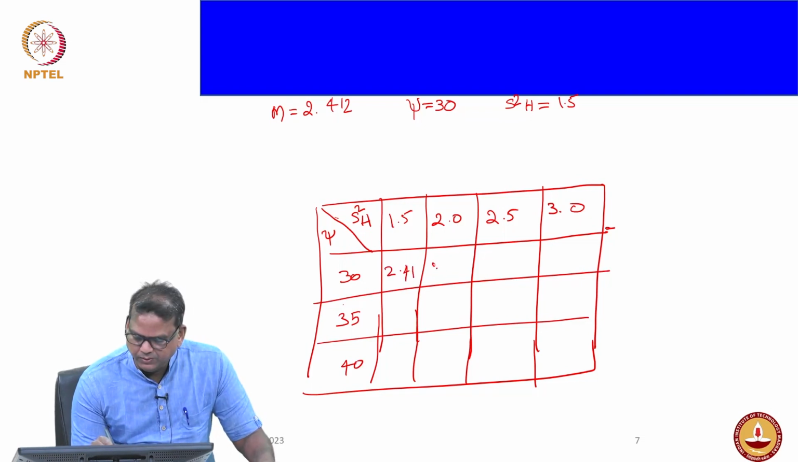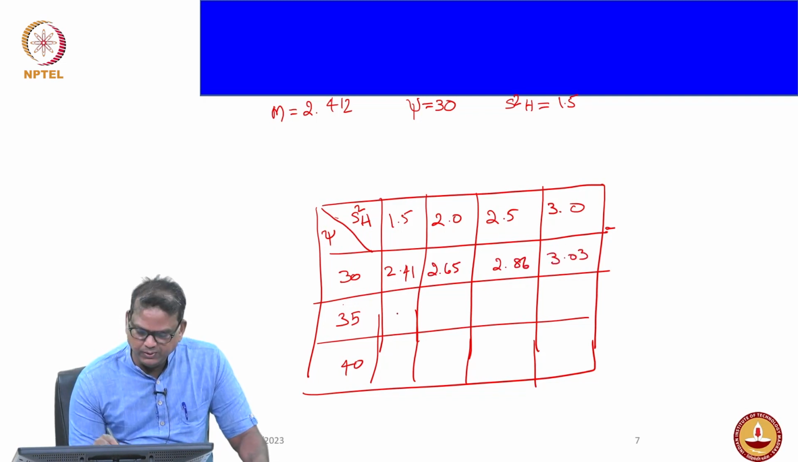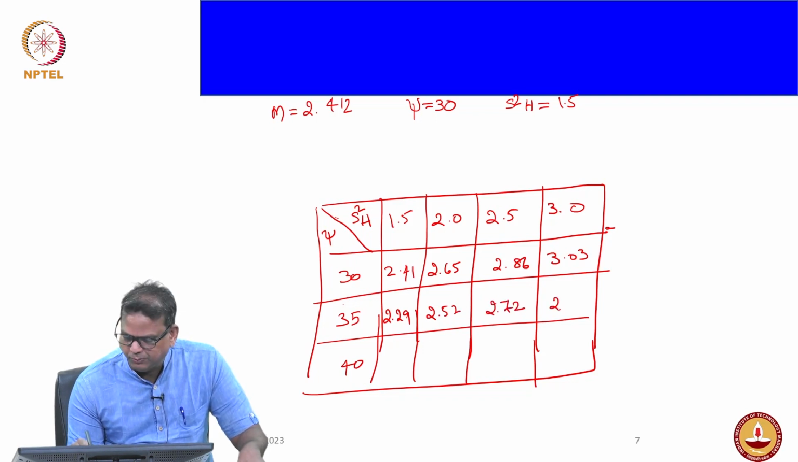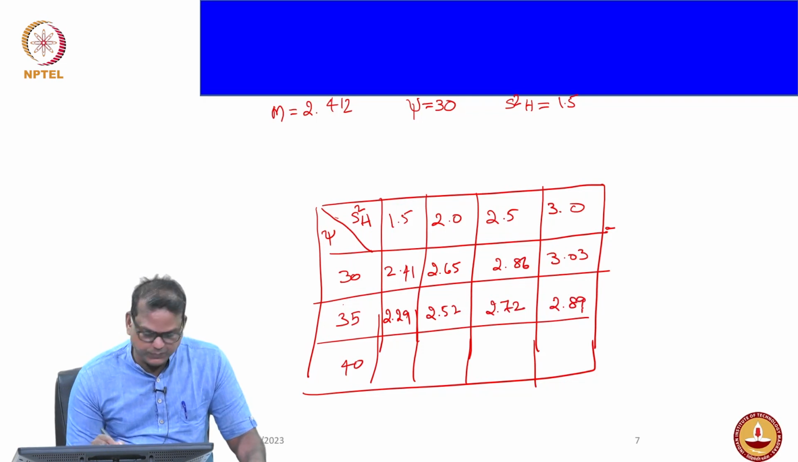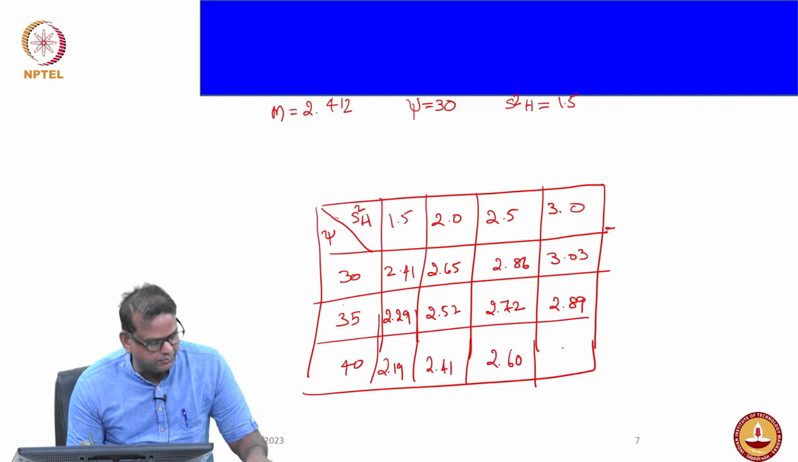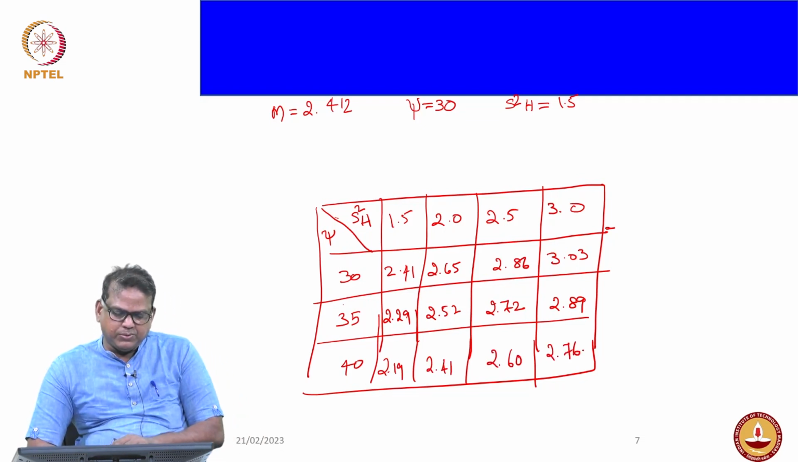2.41, 2.65, 2.86, 3.303, 2.29, 2.52, 2.72, 2.89, 2.19, 2.41, 2.60 and 2.76. So, what is your observation?